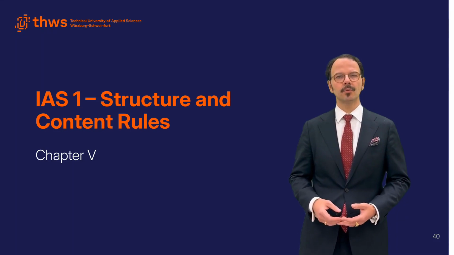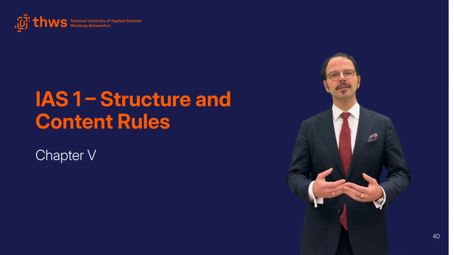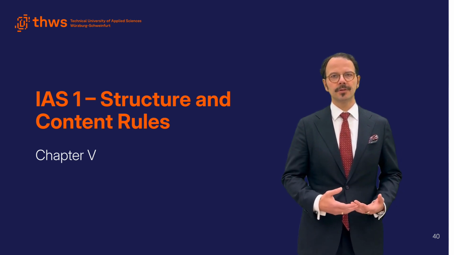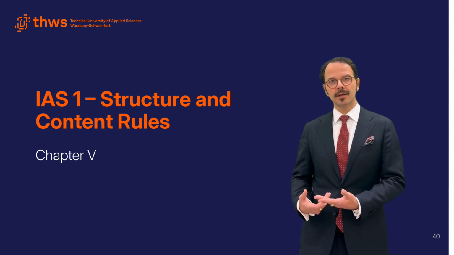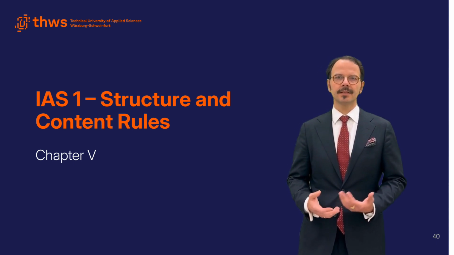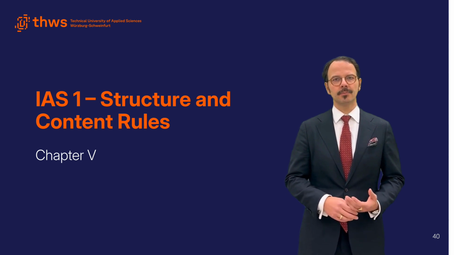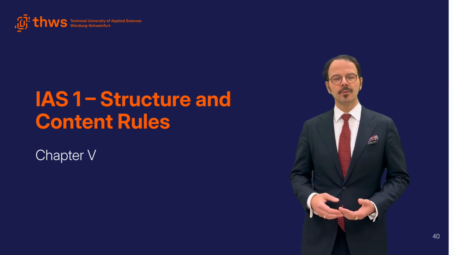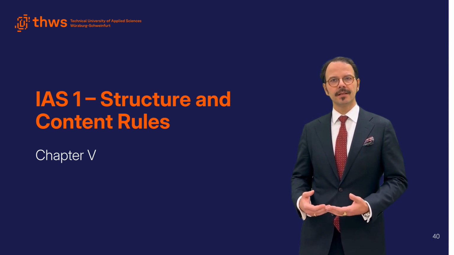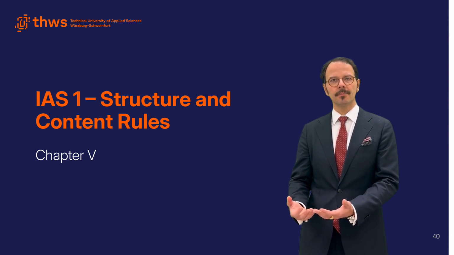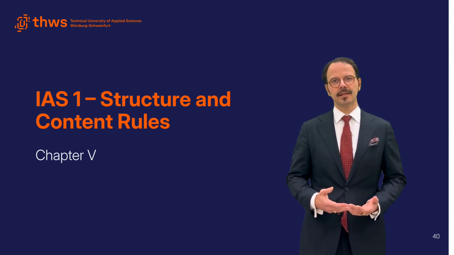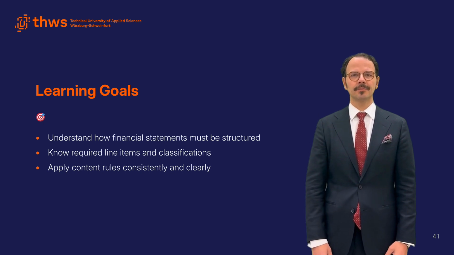Okay, now that we know what financial statements are required, it's time to look at how they should be structured. This chapter is all about the rules of presentation. We'll look at what needs to appear in each statement, how to classify things like assets and expenses, and where IAS 1 gives us flexibility and where it really doesn't. By the end of this chapter, you'll know how to turn a pile of accounting data into a clean IFRS compliant financial statement set. Here's what we're aiming for in this session.